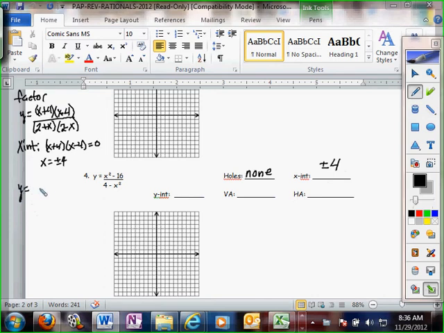Y-intercept. Solve for y after you plug in a 0 for x. So I've got y equals (0 plus 4)(0 minus 4) over (2 plus 0)(2 minus 0). And I simplify: 0 plus 4 is 4 times 0 minus 4 is negative 4, over 2 plus 0 is 2, 2 minus 0 is 2. Continuing on, 4 times negative 4 is negative 16, and 2 times 2 is positive 4, and I get that my y-intercept is negative 4.